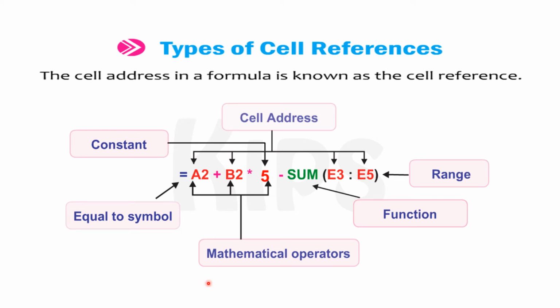Welcome all. Now we will see types of cell references. As we already learned in the previous video, cell reference means if we refer to any address of a cell in a formula or in a function, it is known as a cell reference. So you can see in this formula also, some addresses are given. These addresses are referred to as cell references.